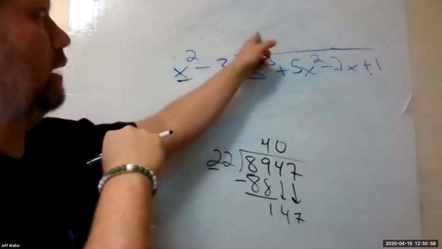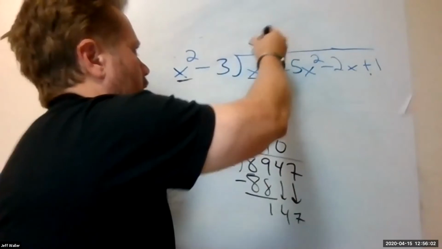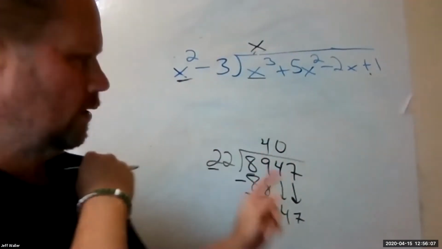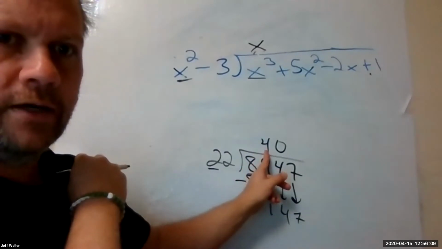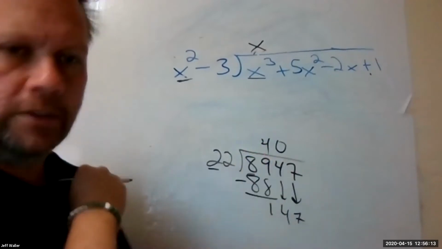So x squared times what is x cubed? X squared times x is x cubed. That's the exact same step as when I wrote that 4 right there. It's exactly the same thing. 2 times what is 8? 4.